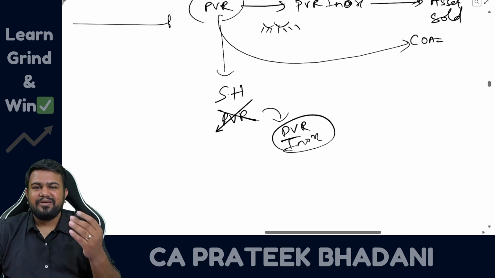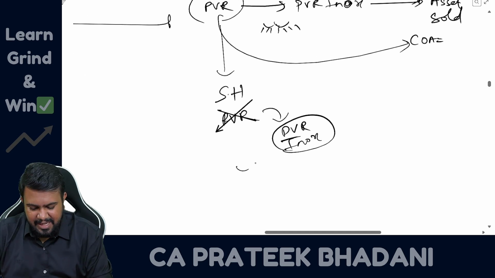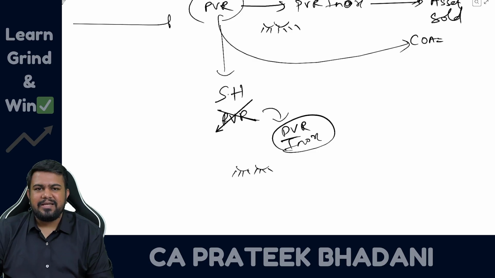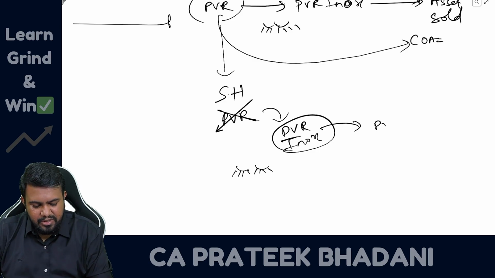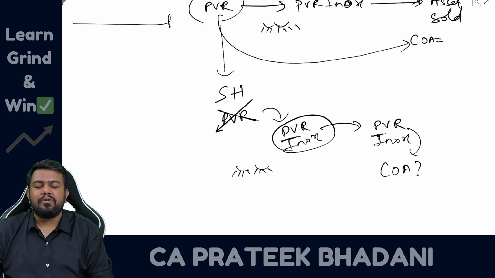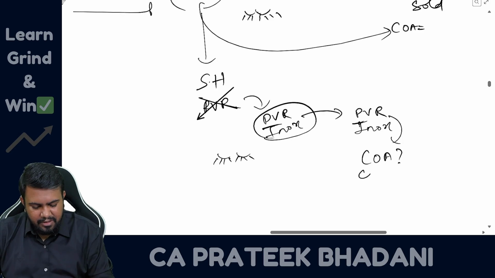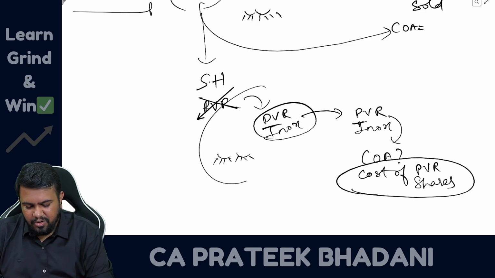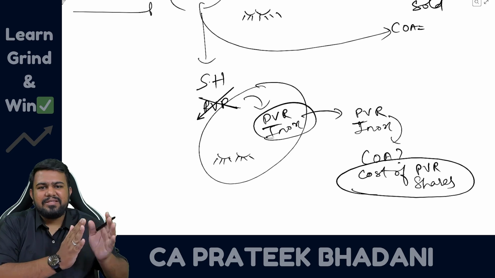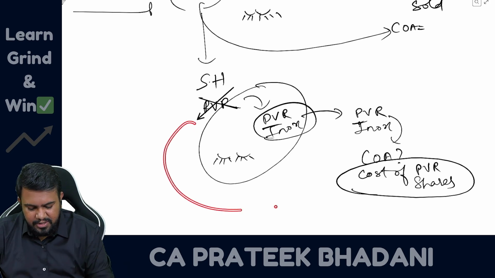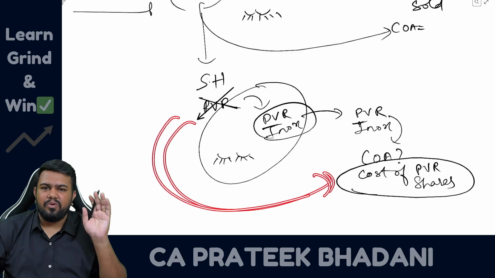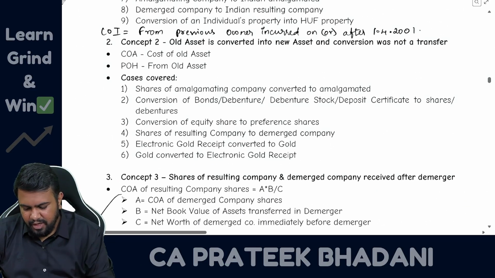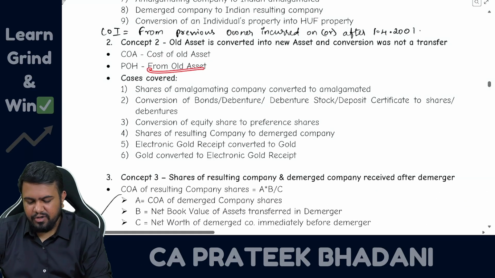And I already told you in the first part of this video that whenever this type of conversion is happening, the Income Tax Act will close its eyes. That is why whenever in future you are selling the PVR Inox shares, what will be the cost? Cost of acquisition shall be the cost of PVR shares. So the cost of old shares only should be taken as the cost, because here the Income Tax Act has closed its eyes. That is why you should take from the previous transaction itself. So take cost from the old shares, take period of holding also from the old shares. So now cost of acquisition is the cost of the old asset, and period of holding is also from the old asset.